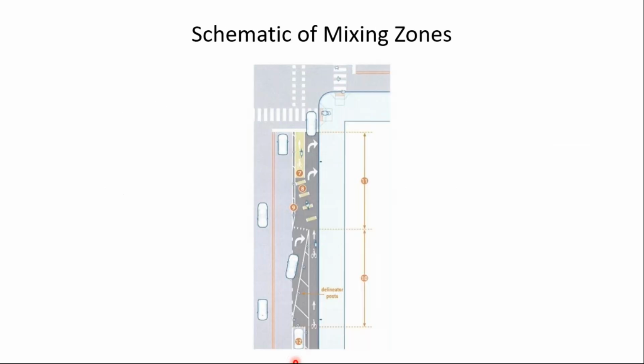And here's a schematic of the mixing zone. Notice the separated bike lane here, and then we are shifting the path of the bikes to this location, and this is the right turn lane where motorists need to cross the path of the cyclist to get into the turn lane. And this is the taper we talked about. So you can see there's a lot going on there. Need to give good information to both bicyclists and motor vehicle operators.